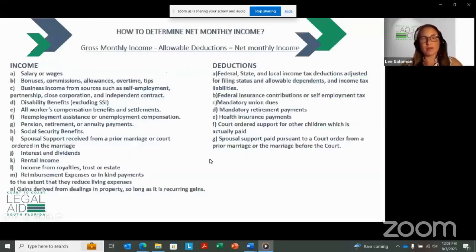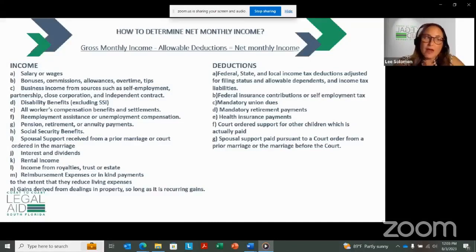I think because if it's not recurring, so for example, if somebody is a gambler and they won a big winning, or they won the lottery, a one-time winning, that's not necessarily going to be considered income because it's not a regular recurring gain.